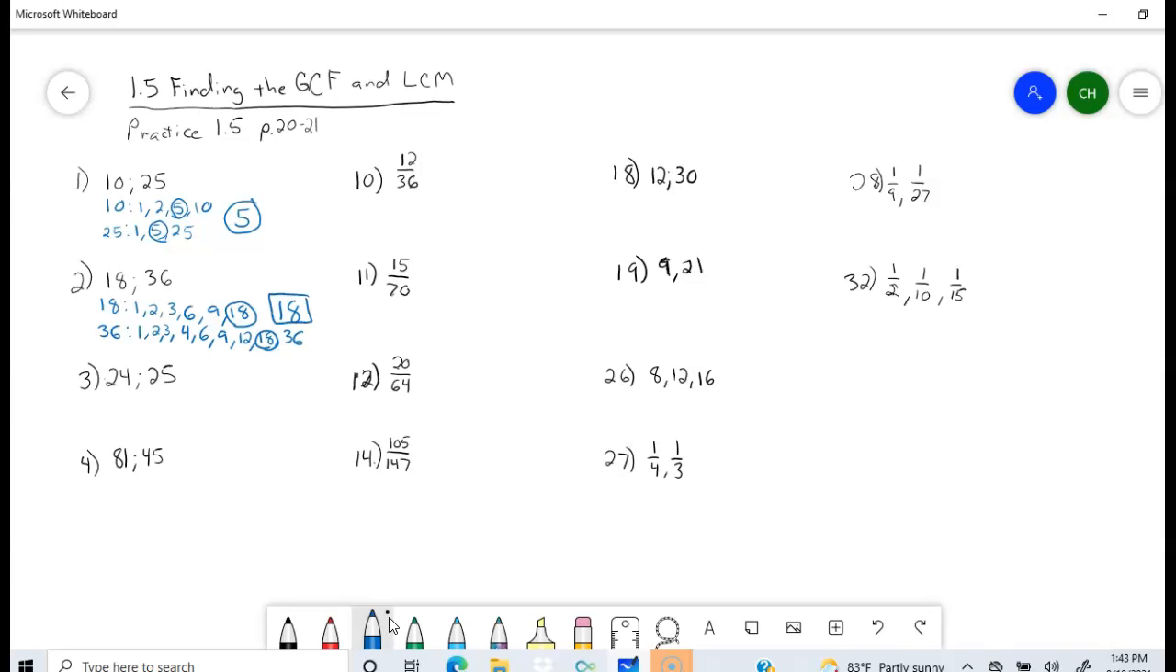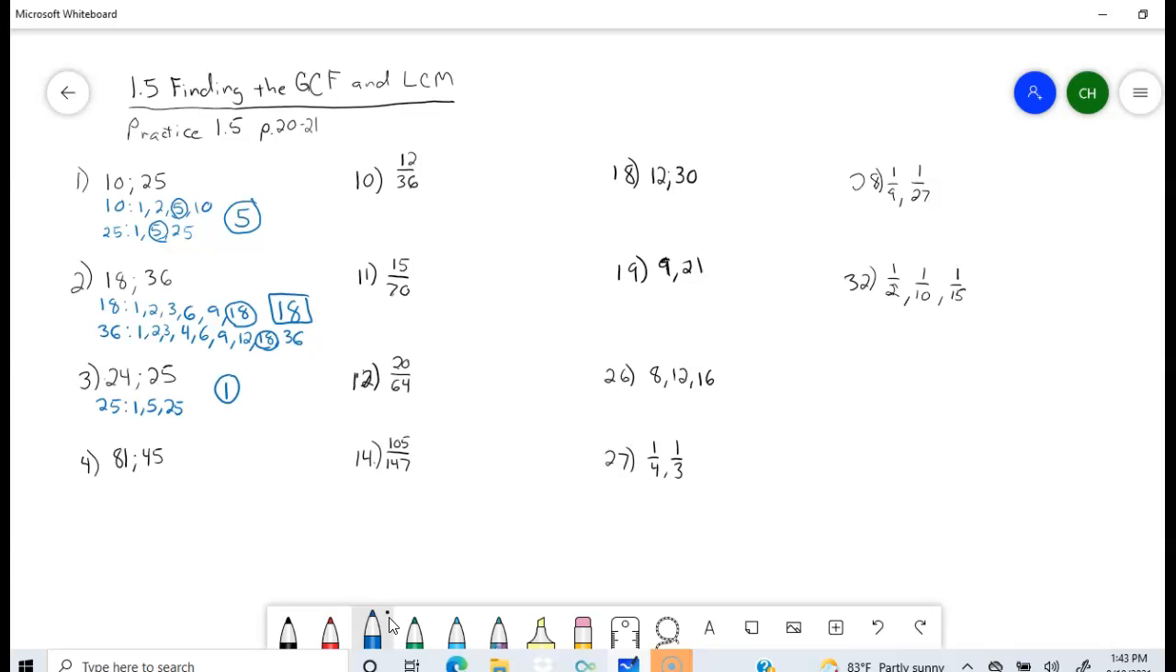24 and 25. The easiest way to do this one is look at number 25. I know the factors. I've already written them up above. 1, 5, and 25. None of those will go into 24, so the greatest common factor they have is 1. They're relatively prime, as we discussed earlier.